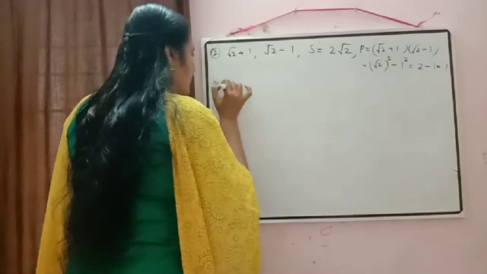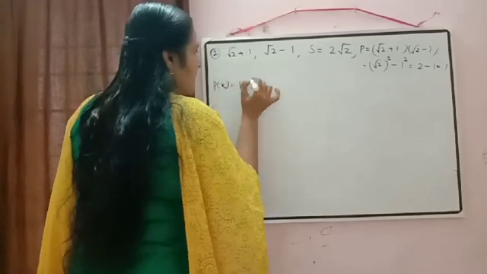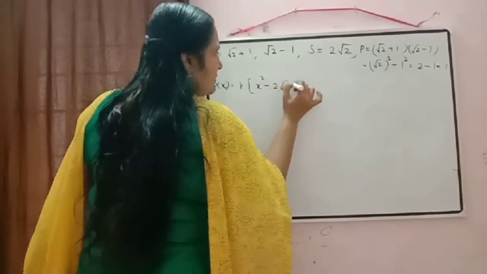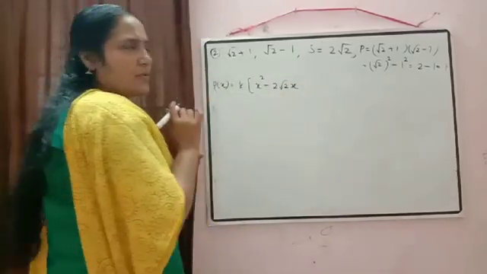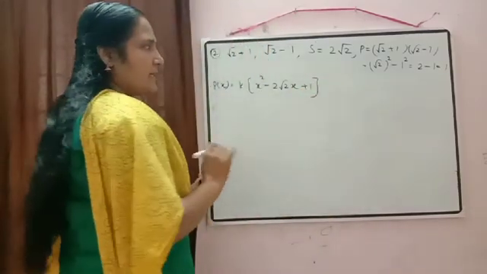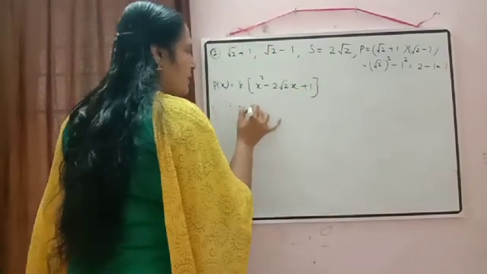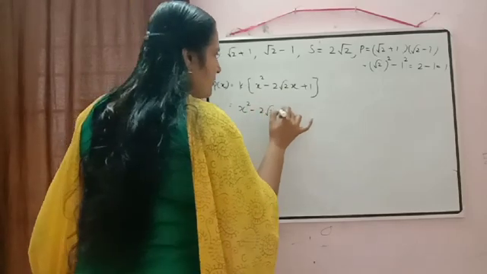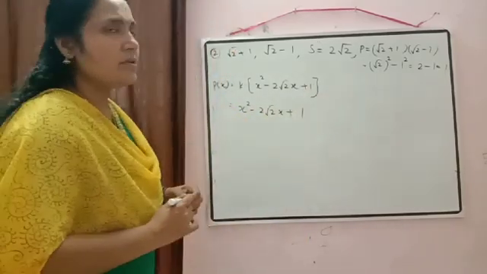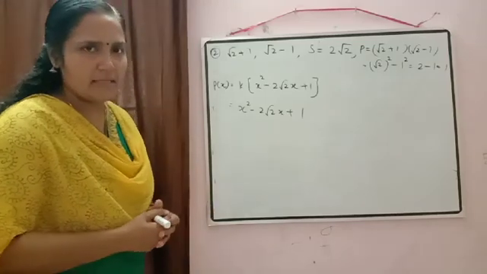Write down the polynomial p of x is equal to k into x square minus the sum of the zeros into x, 2 root 2 into x, plus the product of the zeros. Then we will take k is equal to 1 to get the required polynomial. So this is the polynomial. The second method also you can use if you are confident in that method.